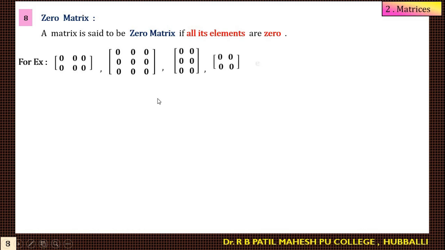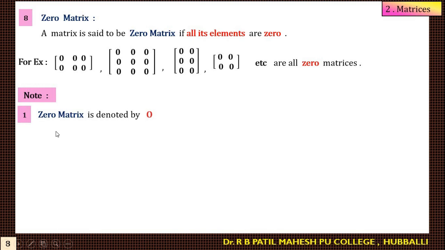So all these matrices are zero matrices. So remember some points here. Zero matrix is denoted by O, capital letter O. That means we denote matrices by A, B, C, D, and we denote this zero matrix by O. Second point, zero matrix is also called null matrix or void matrix.